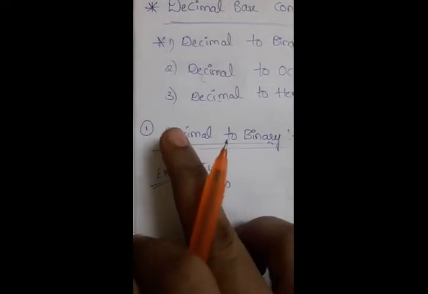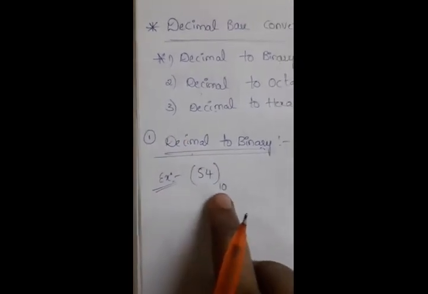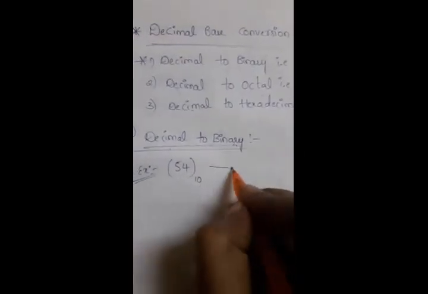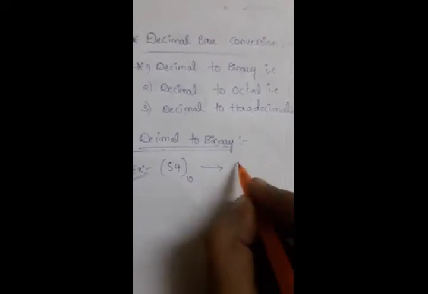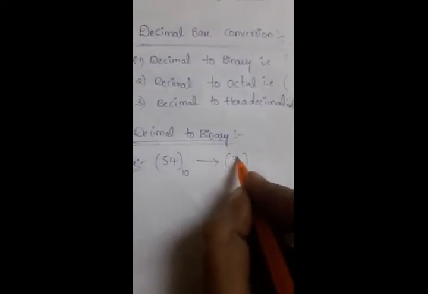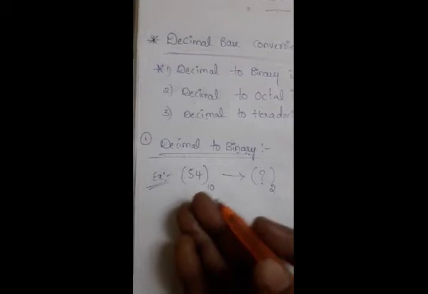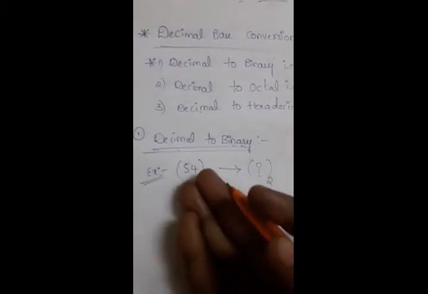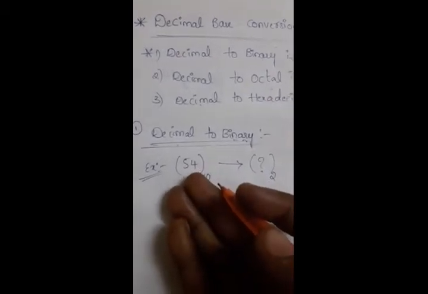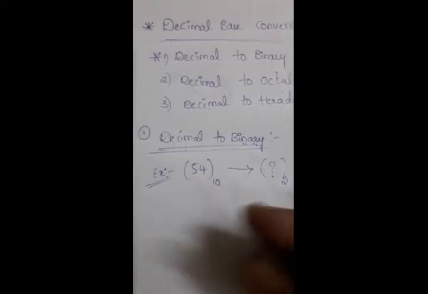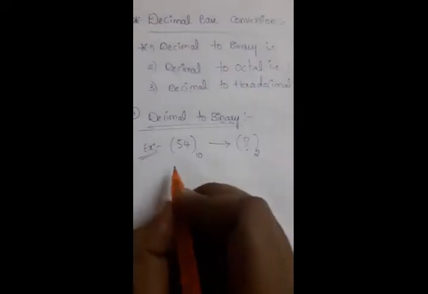Decimal base we already know, that is 10, right? So we need to convert this number to binary. We don't know the binary number of 54. That means we don't know exactly what the binary number for 54 is. So we need to convert that number.